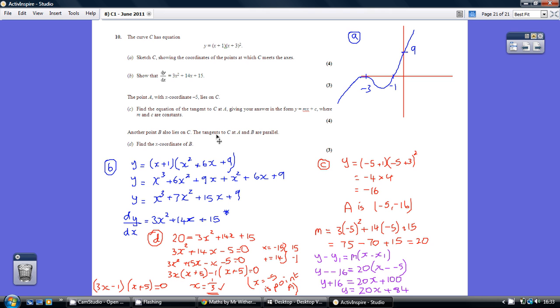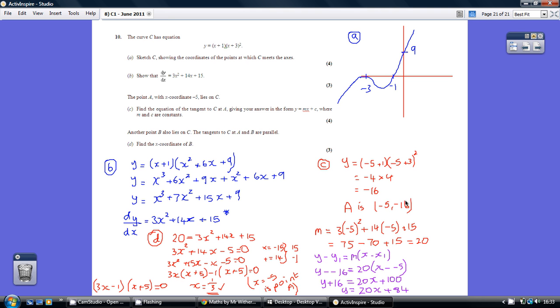Now for part C, we're going to have to find an equation of a tangent, an equation of a straight line. We're going to use this big y minus y1 formula where we need a point and the gradient. Now to work out the point A, well, we know that x is -5. What is the y coordinate on the curve? Well, we substitute -5 into this, which I've done here, giving us the y coordinate of -16. So A is at -5, -16.